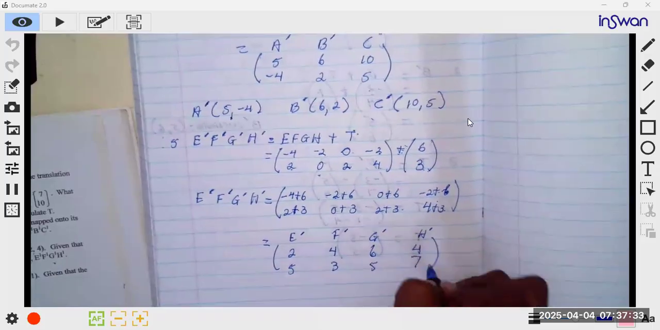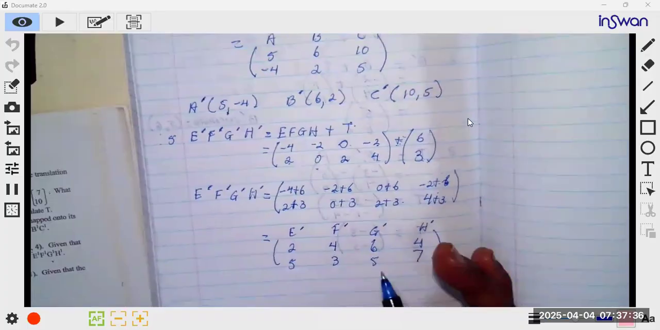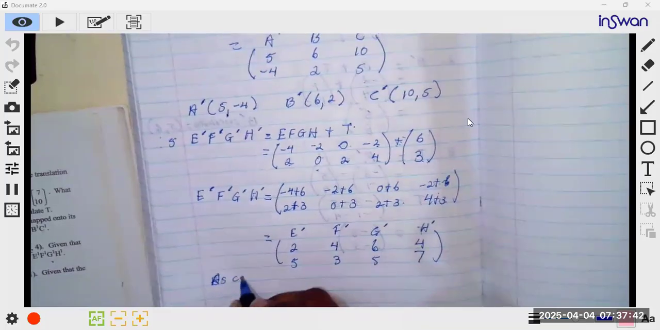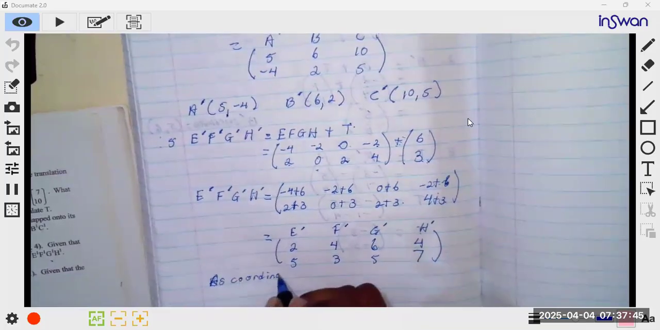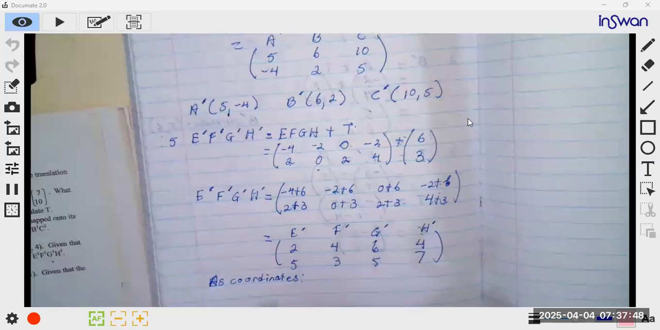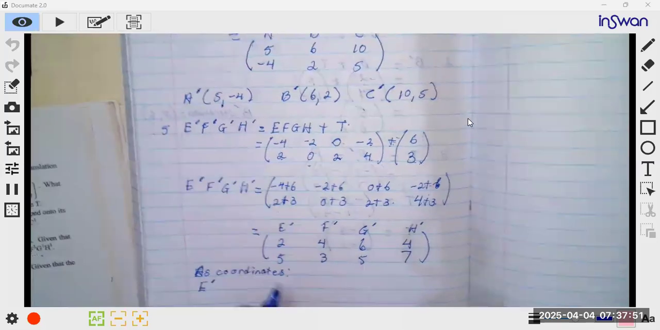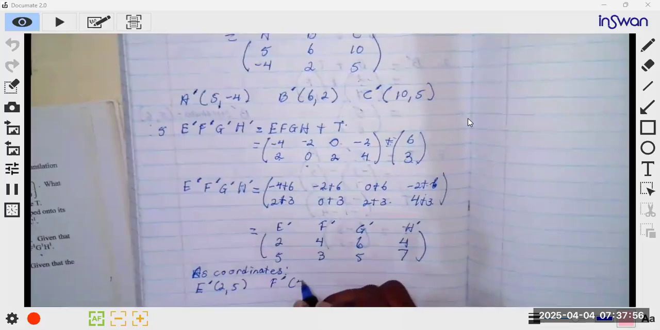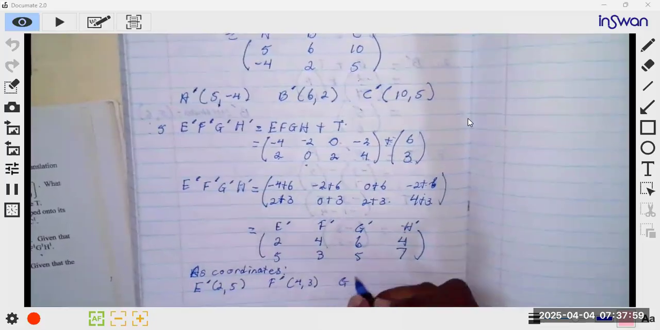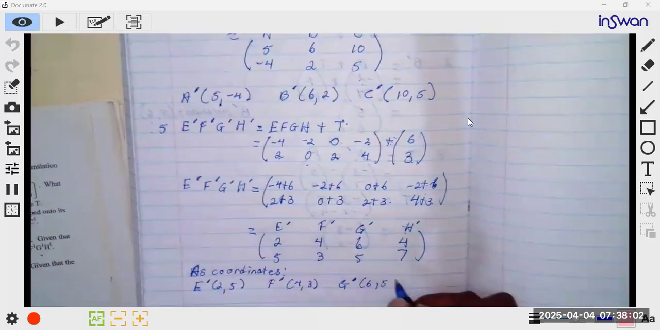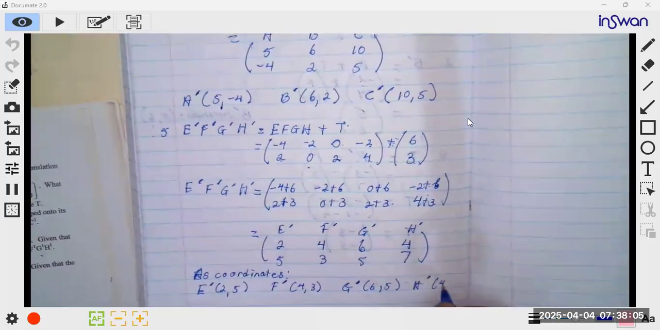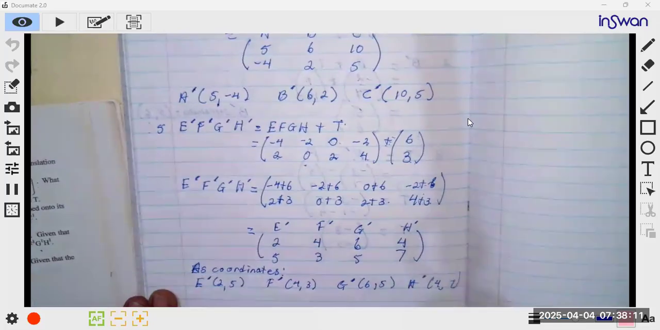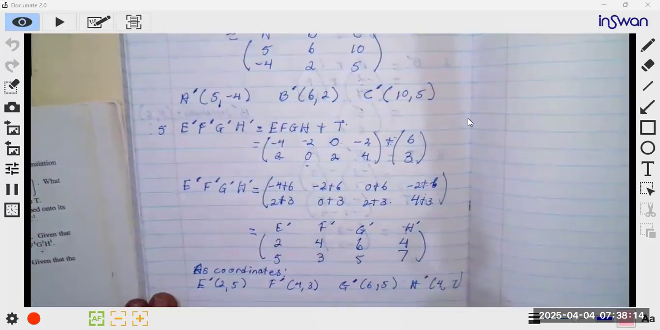All right? And they ask us to put it in the form of coordinates. So as coordinates, E prime will be 2, 5. F prime will be 4, 3. G prime will be 6, 5. And H prime will be 4, 7. And that's how you all will put it in terms of coordinates. So any questions?